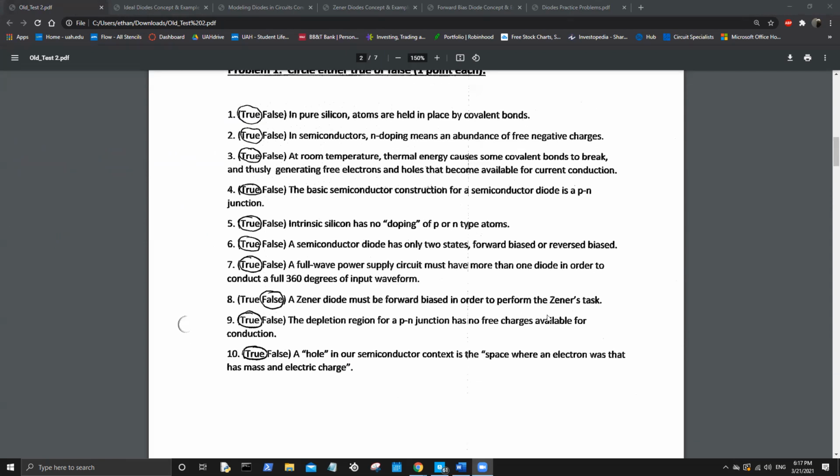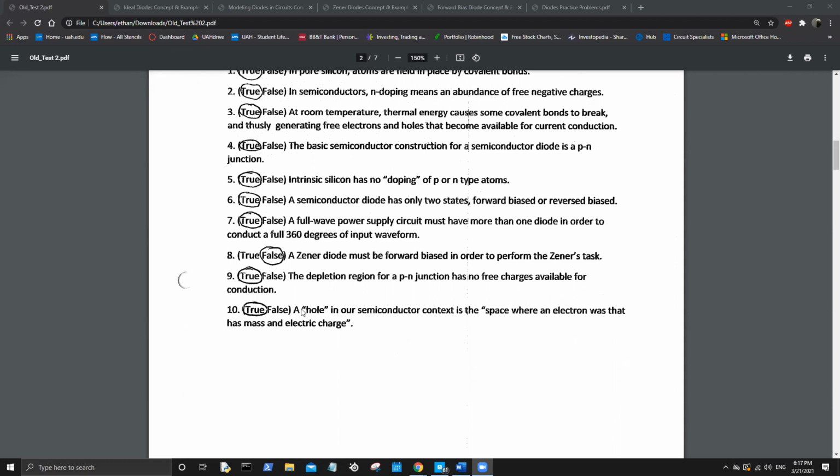So the depletion region has no free charges available. This is just something you memorize. There aren't free charges available, otherwise there'd be leakage current. I say that, but if you take 310, you find out that there is leakage current, but it's for different reasons, like diffusion and stuff.